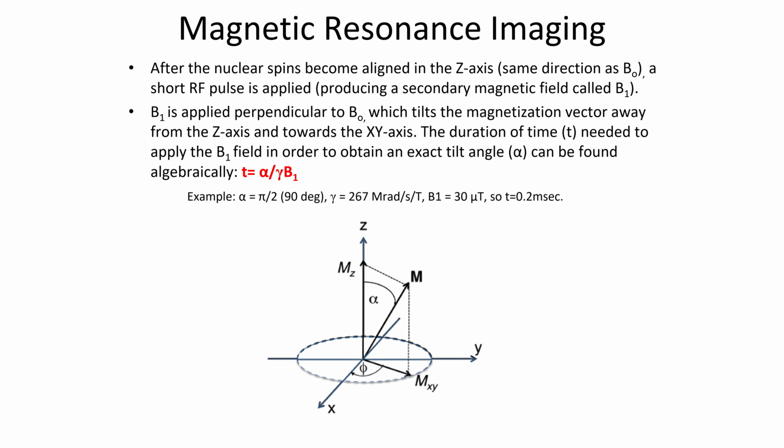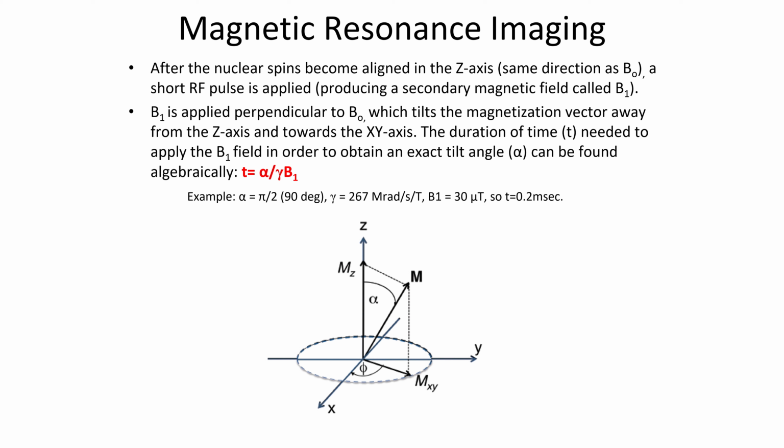And we're going to hit that main vector, capital M, with the B1 field, a radio frequency pulse. That's going to tilt the M vector away from the z-axis and toward the xy axis. And the duration of time that we need to apply the radio frequency pulse in order to bend it at a certain angle is given by a very simple algebraic formula, which comes from integrating all of this. But the basic formula is outlined in red here.